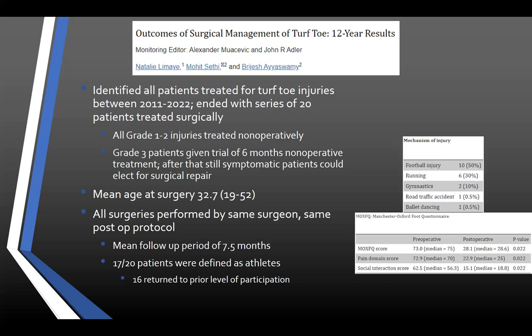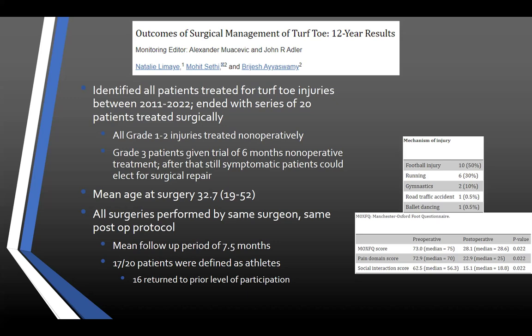So in the end, the final 20 patients who underwent surgery had a mean age of 32, almost 33 at time of surgery, and I found this paper relatively useful in that this was one of the only studies that was not specifically focused only on elite athletes. While they did report that 17 out of 20 patients self-defined as athletes, none of them were mentioned to be collegiate or any kind of higher level.